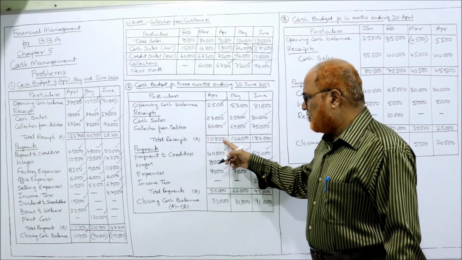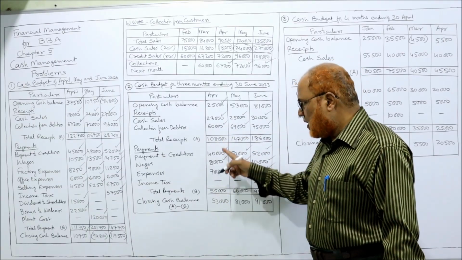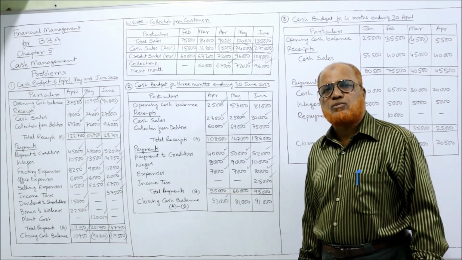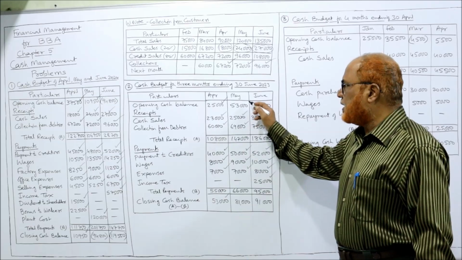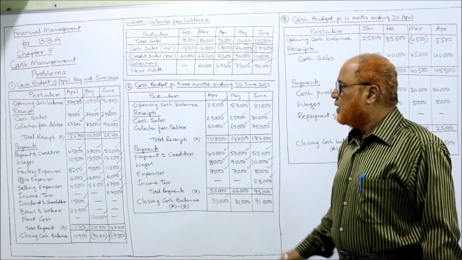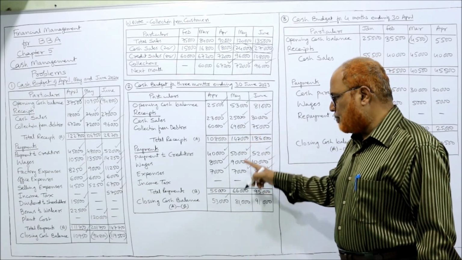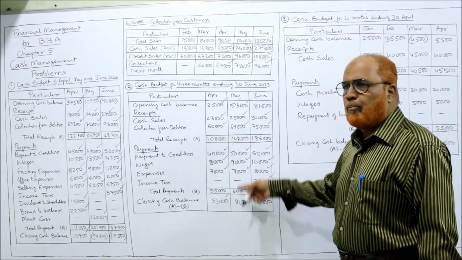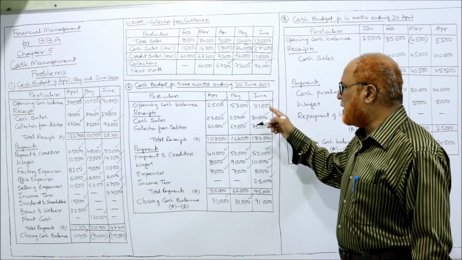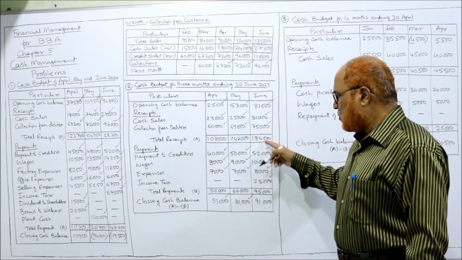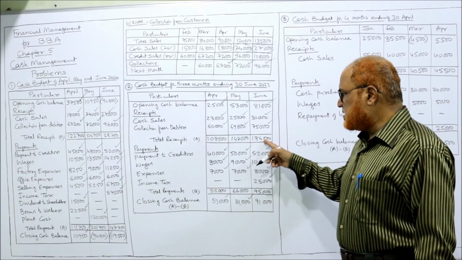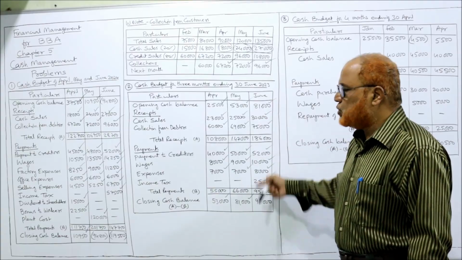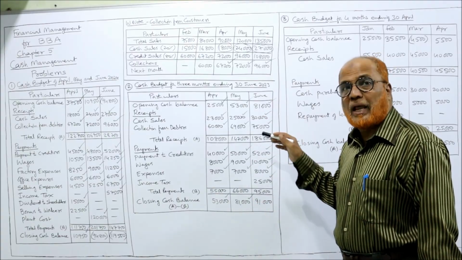So take the total of A 1,08,000, B 55,000. 1,08,000 minus 55,000, you get 53,000 closing cash balance. This will become opening cash balance of next month May. Take the total 1,47,000 minus 66,000, 81,000 is the closing cash balance of May. This will become opening cash balance of June, right? Now take the total 1,86,000 minus 95,000, 91,000 is the closing balance of June. This will become opening balance for July.